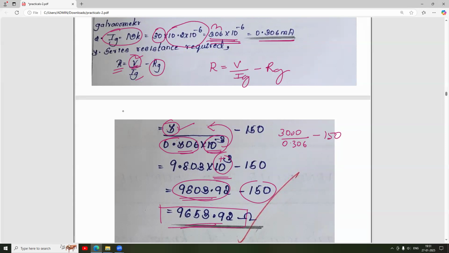In some of the experiments, the series resistance may be 4000 also. That depends on the galvanometer. If you get another galvanometer, the series resistance to be connected to convert it into a voltmeter of range 3 volt may be different. So accordingly, you will get this R. Once you get this R, you have got an idea that this is the range. Okay. So whether this theoretical value agrees with practical value.